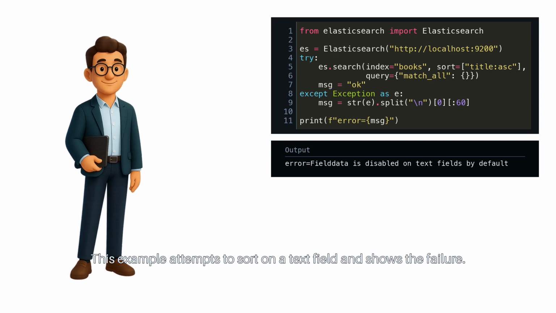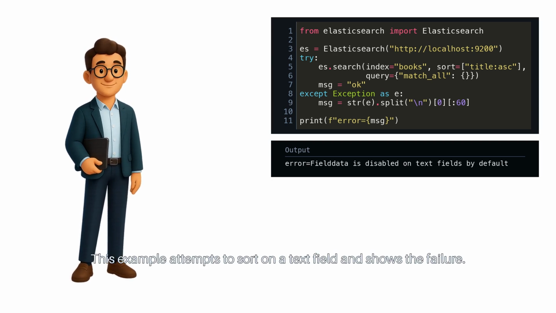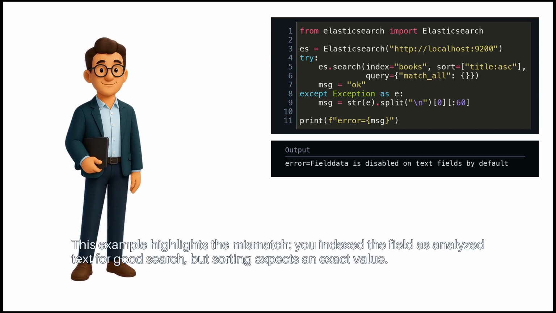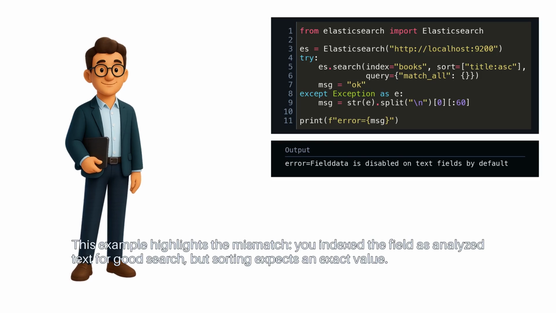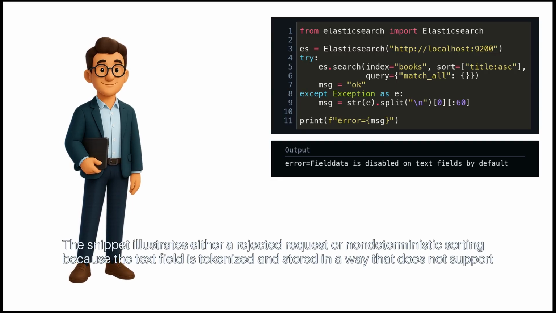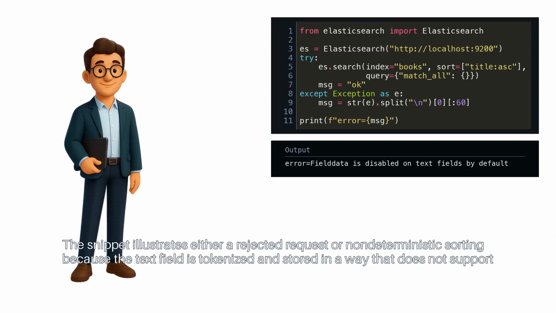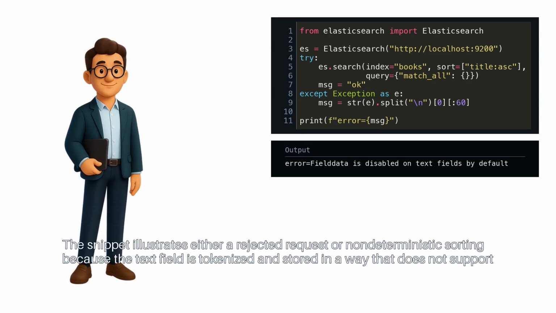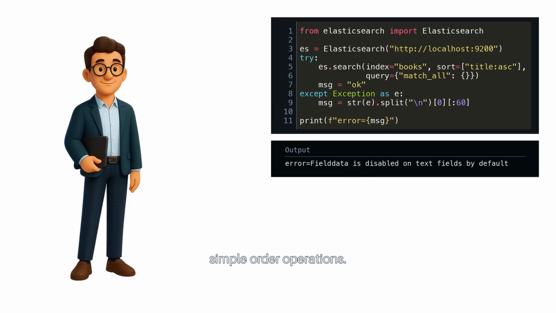This example attempts to sort on a text field and shows the failure. This example highlights the mismatch. You index the field as analyzed text for good search, but sorting expects an exact value. The snippet illustrates either a rejected request or non-deterministic sorting because the text field is tokenized and stored in a way that does not support simple order operations.